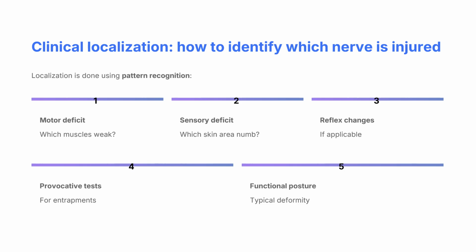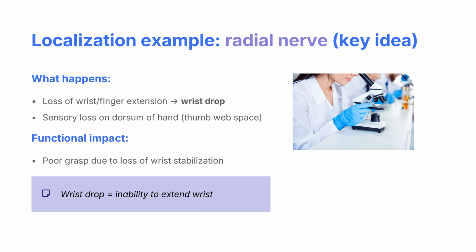Okay, it is the best example that we can see. Now let's see the classical nerve examples, like what happens in radial nerve injuries. When the radial nerve is injured, there is a loss of wrist and finger extension, which will produce the wrist drop. Sensory loss will occur at the dorsum of the hand, which will also be at the web space of the thumb.